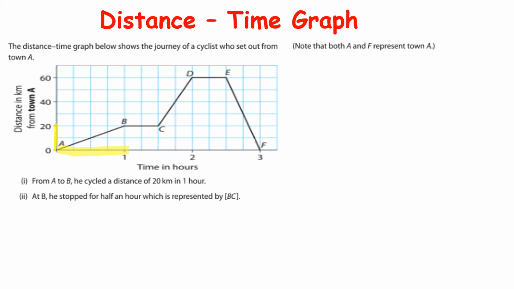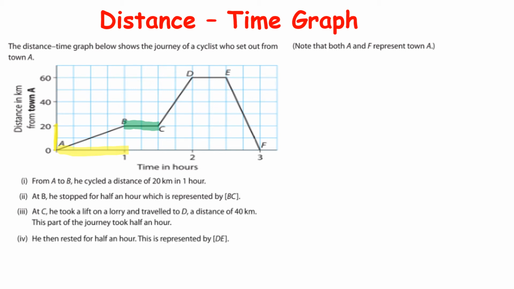Here at B, he stopped for half an hour. So that's this section here where he was stopped. A flat line is saying that he hasn't, in that time, changed his distance. So if you don't change your distance, you haven't moved. You're still the same distance away. So he must be stopped. So a flat line on the graph tells us that he's stopped.